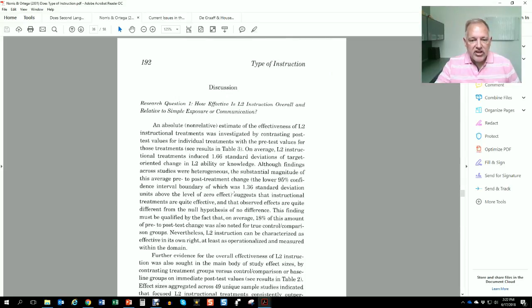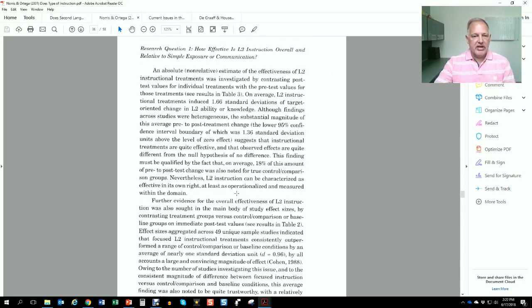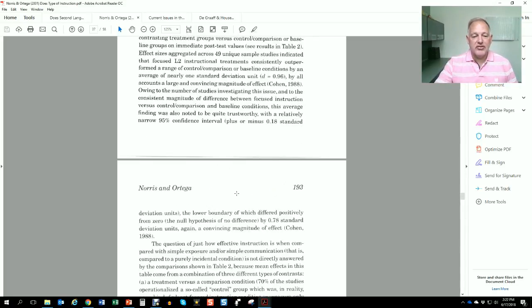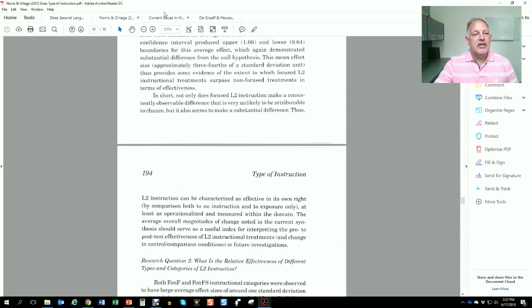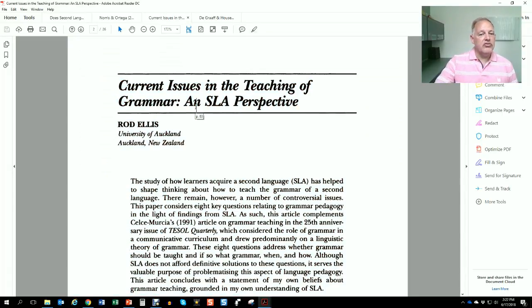Okay. Suggests that instructional treatments are quite effective. Okay. So, and then they qualify that and they break it down looking at a bunch of other factors. All right. And then another really interesting take is by Rod Ellis, 2006, Current Issues in the Teaching of Grammar.